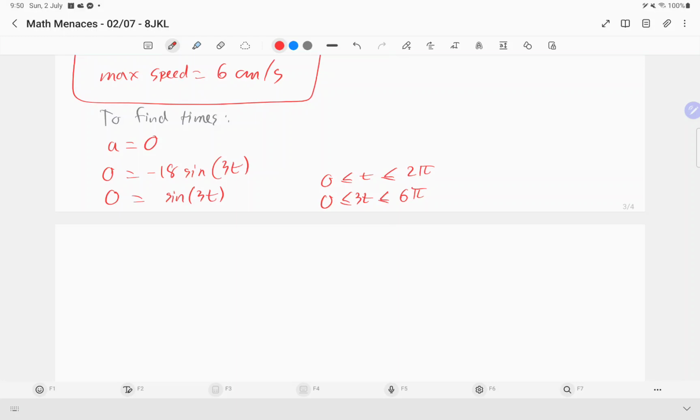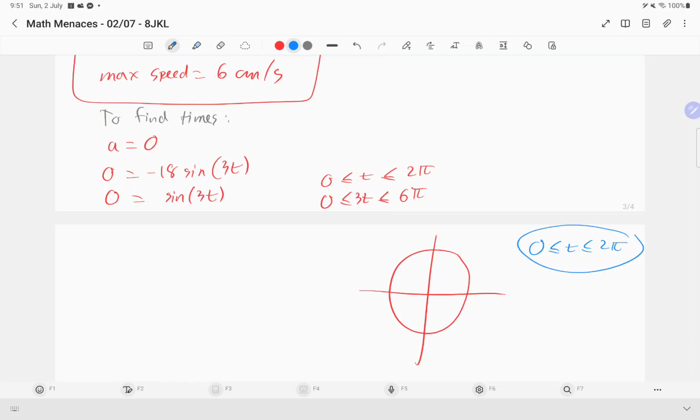Now consider this. In one cycle, how many answers are there? Let's say 0 less than or equal to t less than or equal to 2 pi, right? Let's say we consider one cycle. Is it 8? No, are there 8 answers? Not 8 answers. Sine of something equals 0. 0 means the 2 points.